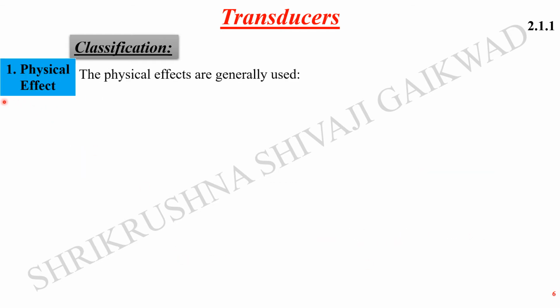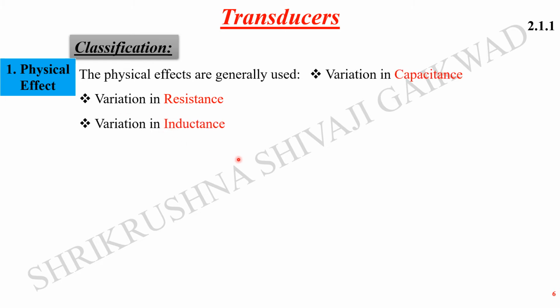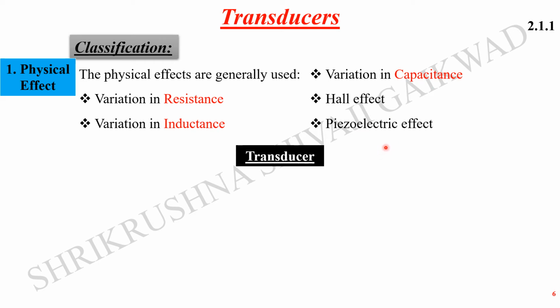Then another consideration here: the physical effects which are generally used are variation in the resistance, variation in the inductance, and variation in the capacitance. So these are the physical effects. Even we can have the Hall effect and the piezoelectric effect as well. Here these physical effects can be detected at the primary stage.